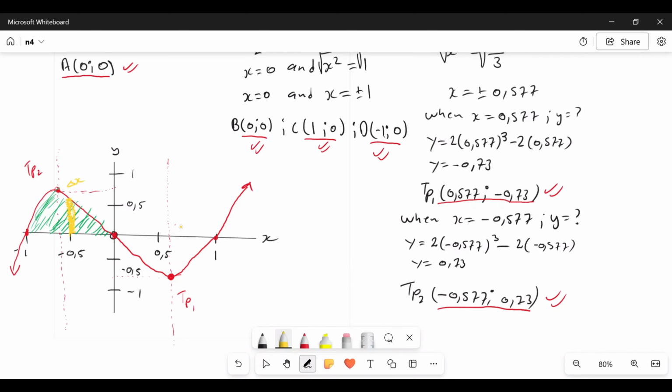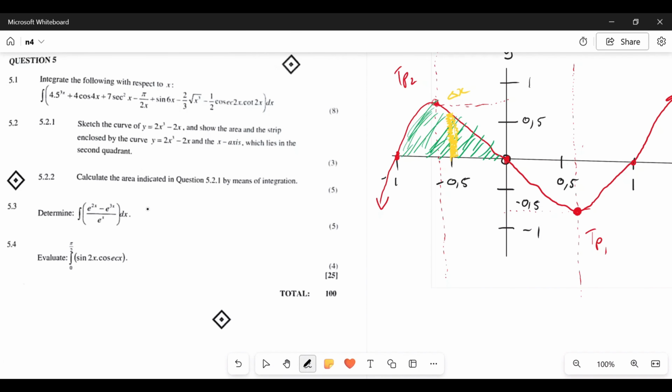Guys, we are done with 5.2.1. Let's go and do 5.2.2. All right, guys, let's look at 5.2.2. Now, here's our question 5.2.2 there. They want us to calculate the area indicated in question 5.2.1 by means of integration. Look, guys, this is the area that we calculated earlier on 5.2.1. They want us to calculate the value of that area using integration.